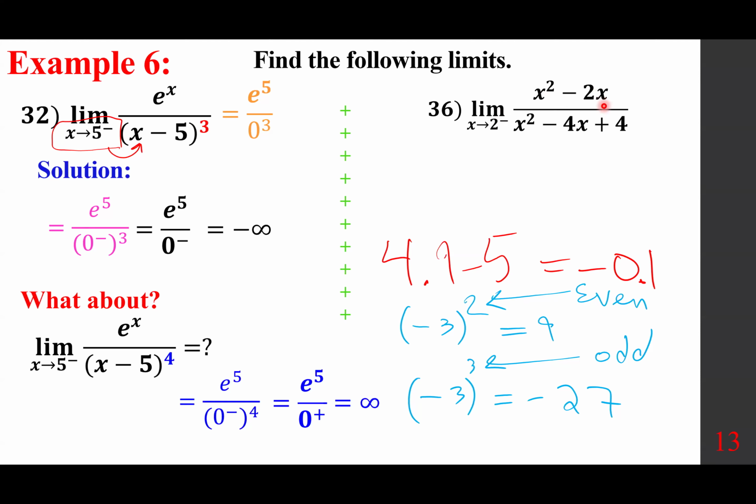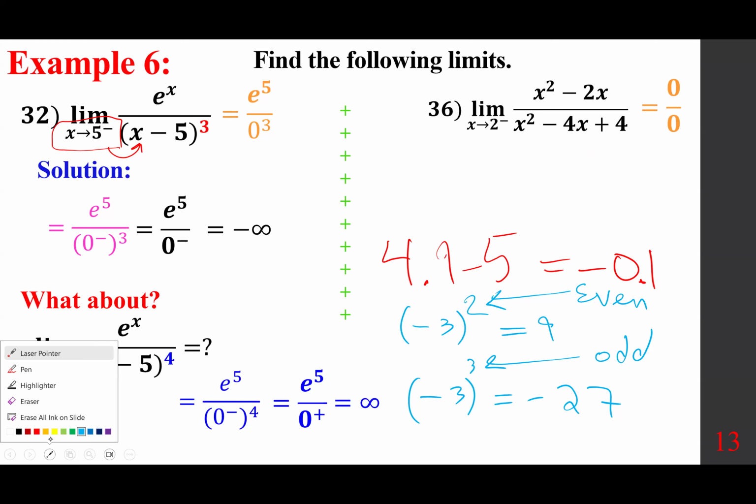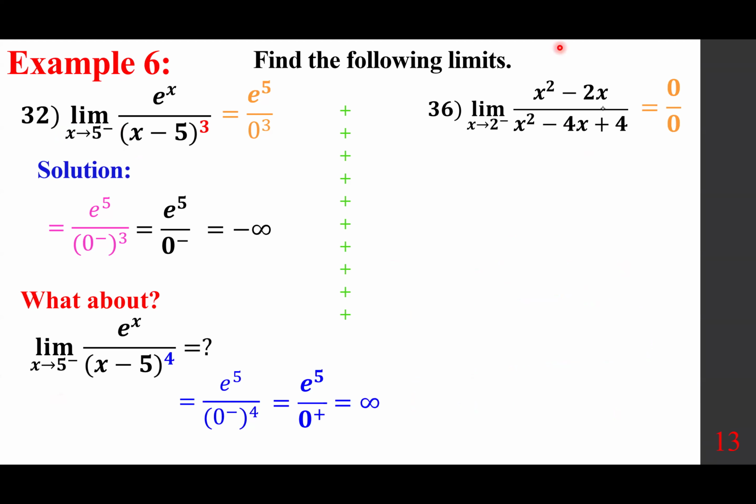The limit of x squared minus 2x over x squared minus 4x plus 4 as x approaches 2 from the left. If you plug in, you get 0 over 0, everybody. I'll leave it for you to verify that. But in general, when you have a rational expression, it's really good practice to factor if you can. And that is really the technique. So obviously the numerator is very easy: you take out the common factor of x. But what about the denominator?